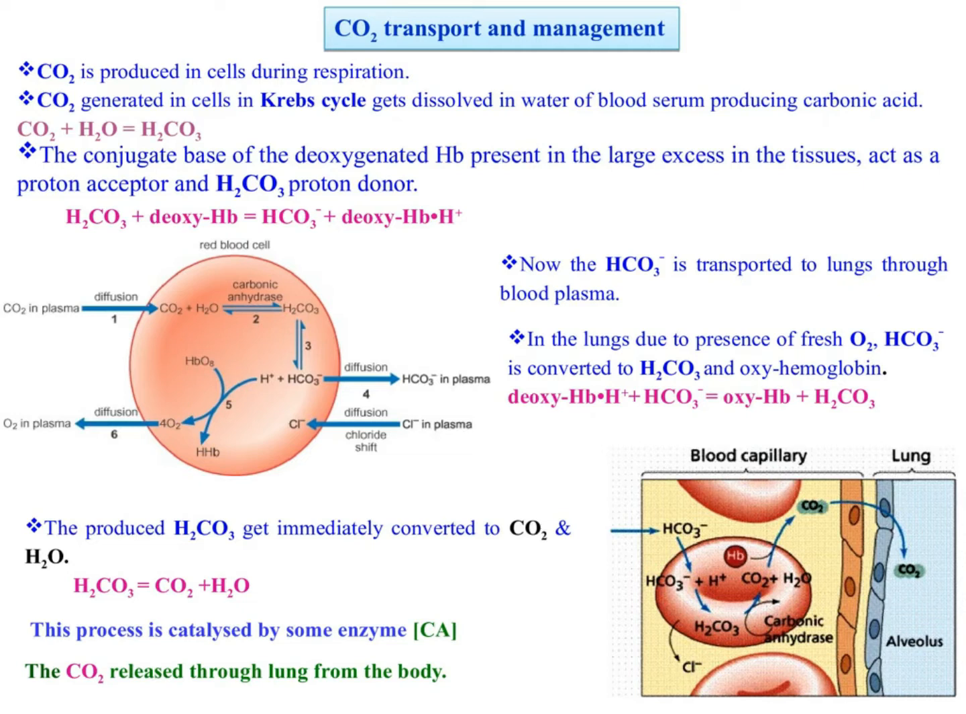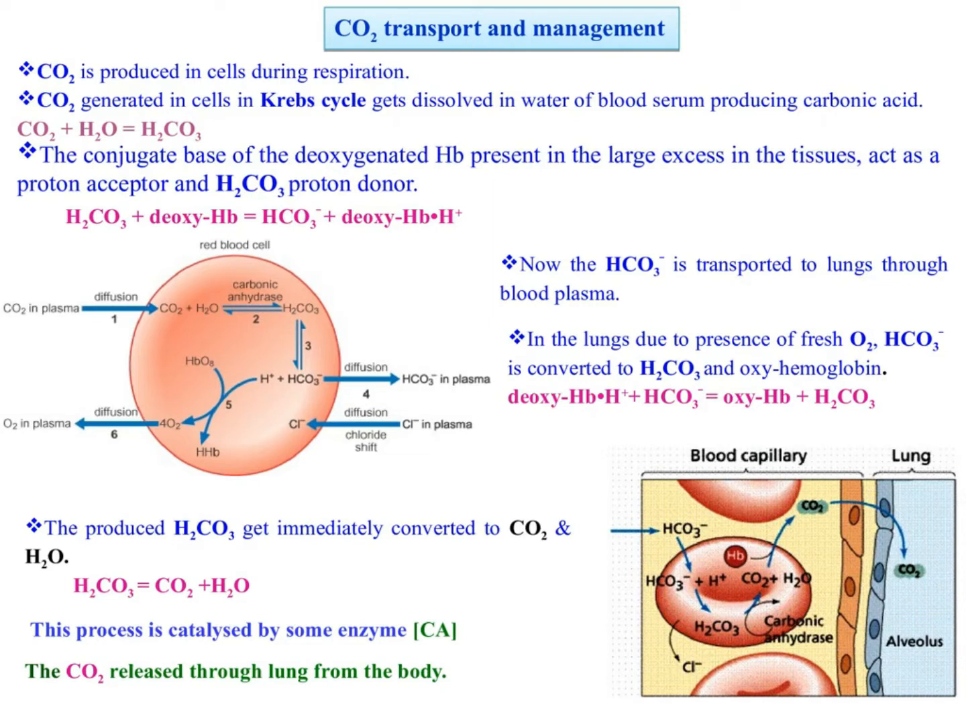As we know, after taking a meal, the food is stored in our cells in different tissues, and when that food inside the cell gets burned and converted to energy, some carbon dioxide is released. That process is called the Krebs cycle, and that carbon dioxide gets dissolved in the water of blood serum, producing carbonic acid as shown in the equation.